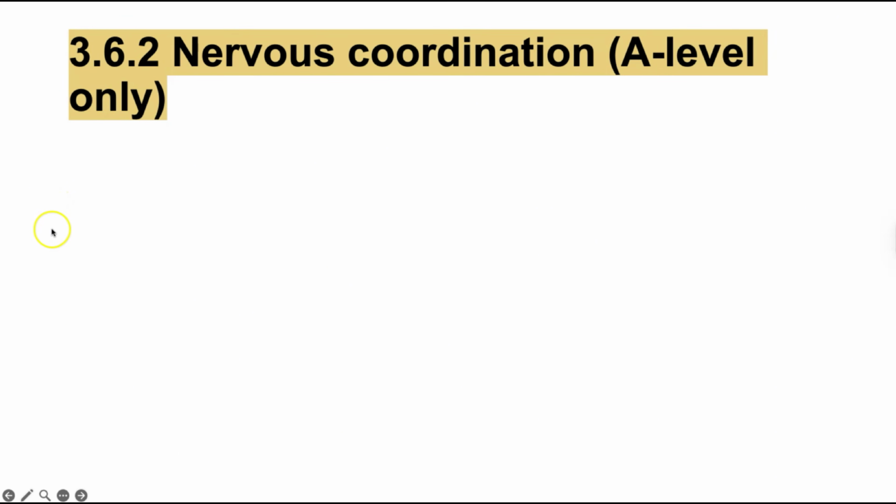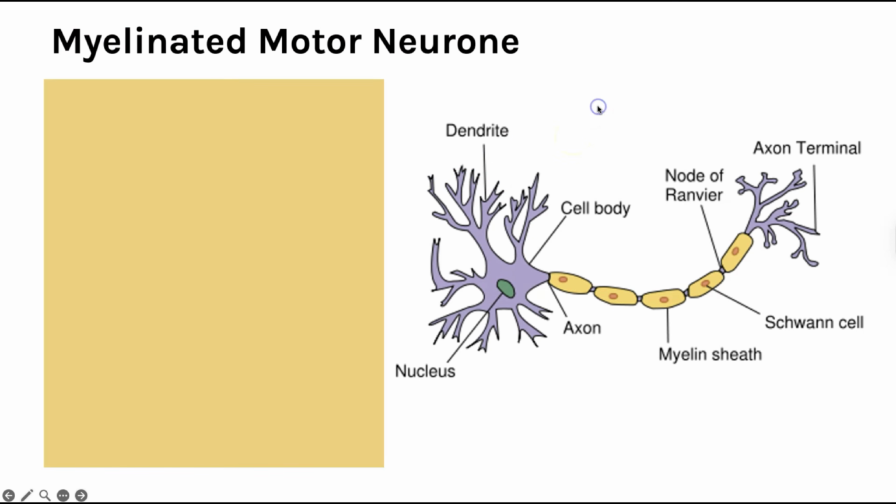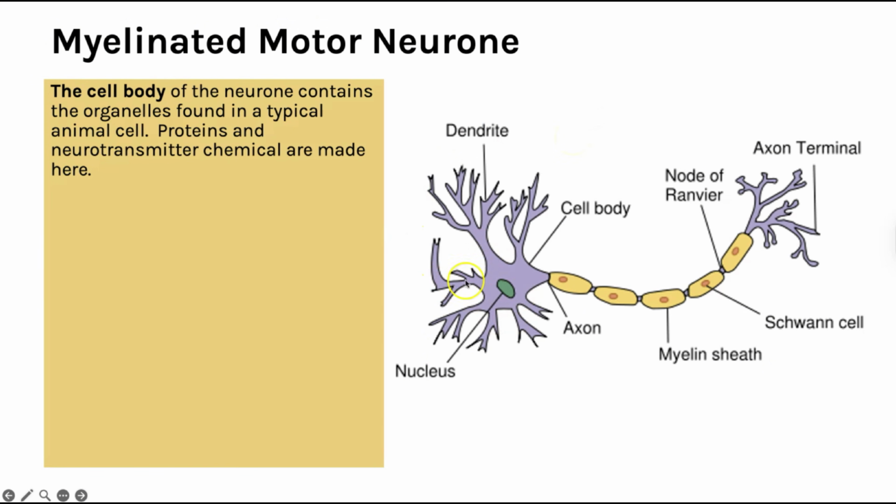Next is 3.6.2, nervous coordination. And here we have a motor neuron, which is actually the only neuron that you need to know the structure of. So we've got the cell body of the neuron, and that contains organelles that you'd find in typical animal cells. So the ribosome, nucleus, mitochondria, for example. And proteins and neurotransmitter chemicals are made there.